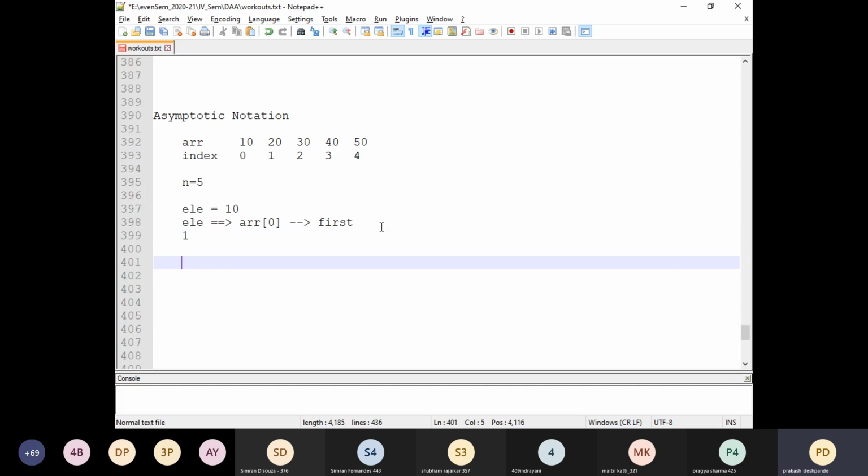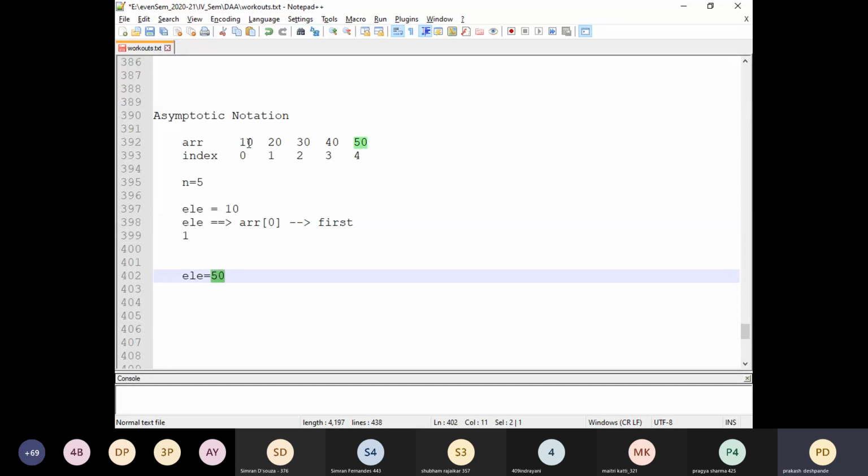Okay, now consider the other situation. Assume that the element is 50. What will happen in the linear search algorithm? We start by checking whether this element is the first element. No. Then we move on to the next element. Is it the second element? No. We go on to the next element. Like that, we keep on incrementing the index values until we successfully find the given element. Now here you can look at the last element is the element which we are searching for.